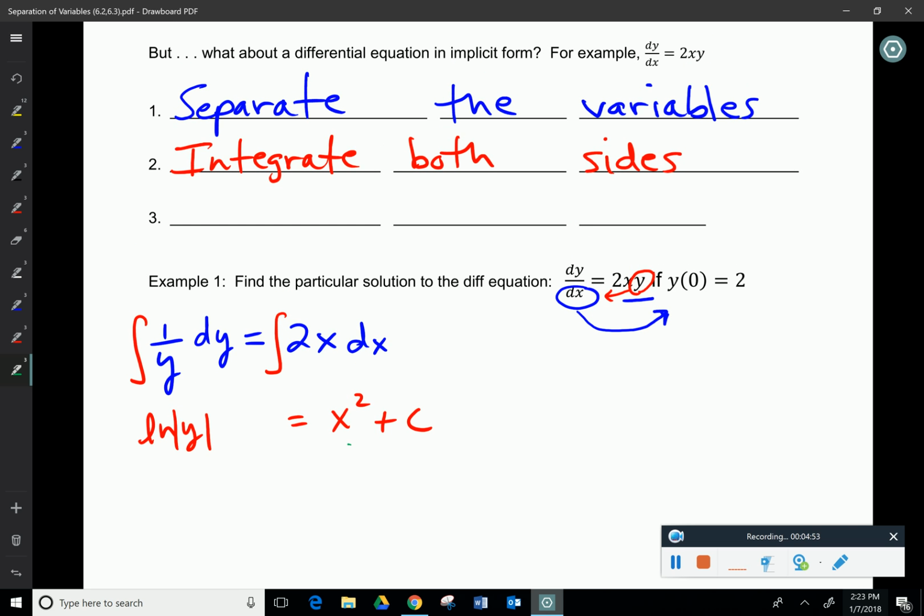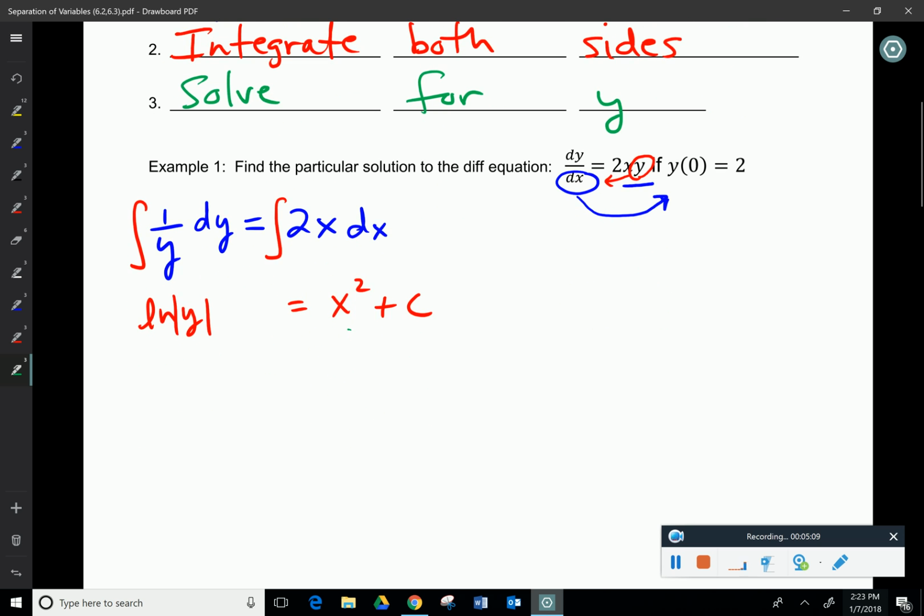And then the last step, step 3, is to solve for y. Because remember, solving a differential equation means you're finding the original function, or you're finding the original y. So in this case, if I solve for y, I'm just doing algebra. It's not really calculus right now. How can I get a y out of a natural log? Well, you can think of it as changing it to exponential form.